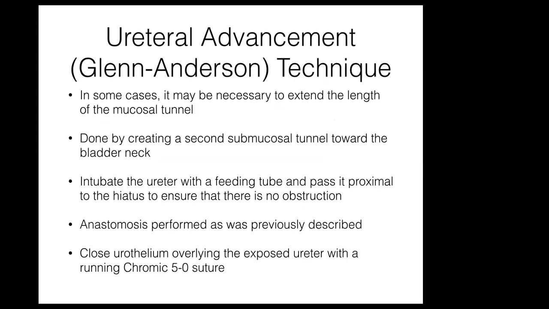Another technique is your ureteral advancement technique. It happens in cases when it is necessary to extend the length of the mucosal tunnel. It is done by creating a second submucosal tunnel, this time towards the bladder neck. So you begin by intubating the ureter with a feeding tube and passing it proximally to the hiatus to ensure that there is no obstruction. And then you perform the anastomosis after tunneling your ureter to the second submucosal tunnel, as was previously described in your ureteral ostomy. And then you also close the overlying urothelium with a chromic 5-0 suture.